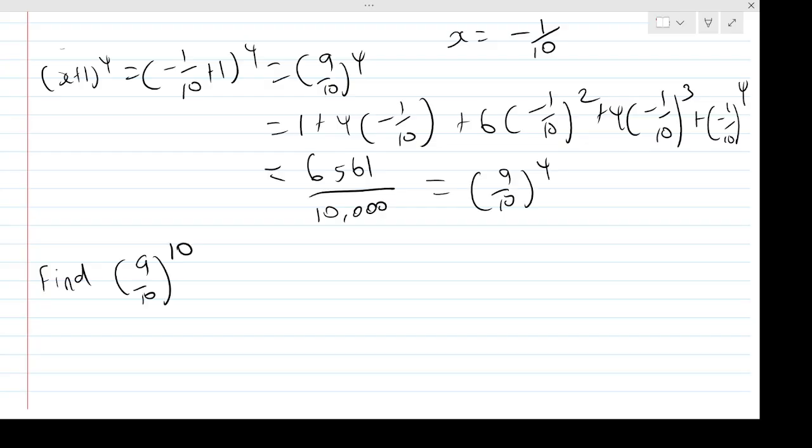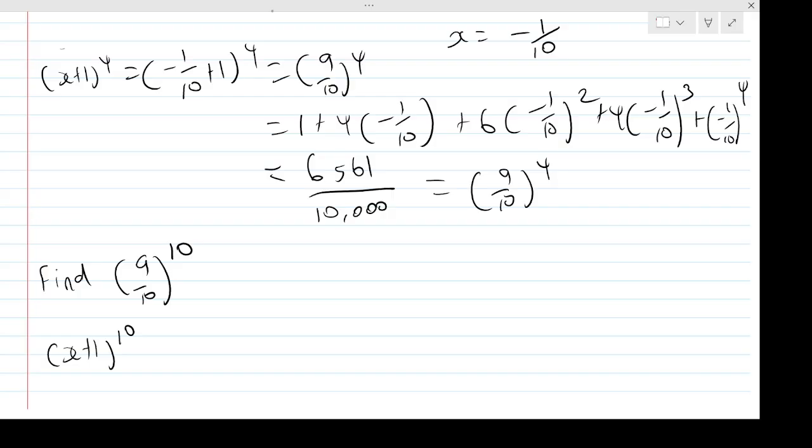Now, we'll have to rejig our expansion because it's a different power, and we'd have to find many terms, right? 10 terms, or 11 actually. We have to find a lot more terms, so it's not particularly viable to find all the terms. So what we can do instead is just find the first few, right? So let's go back to our expansion. Now it will be x plus 1 to the 10, right?